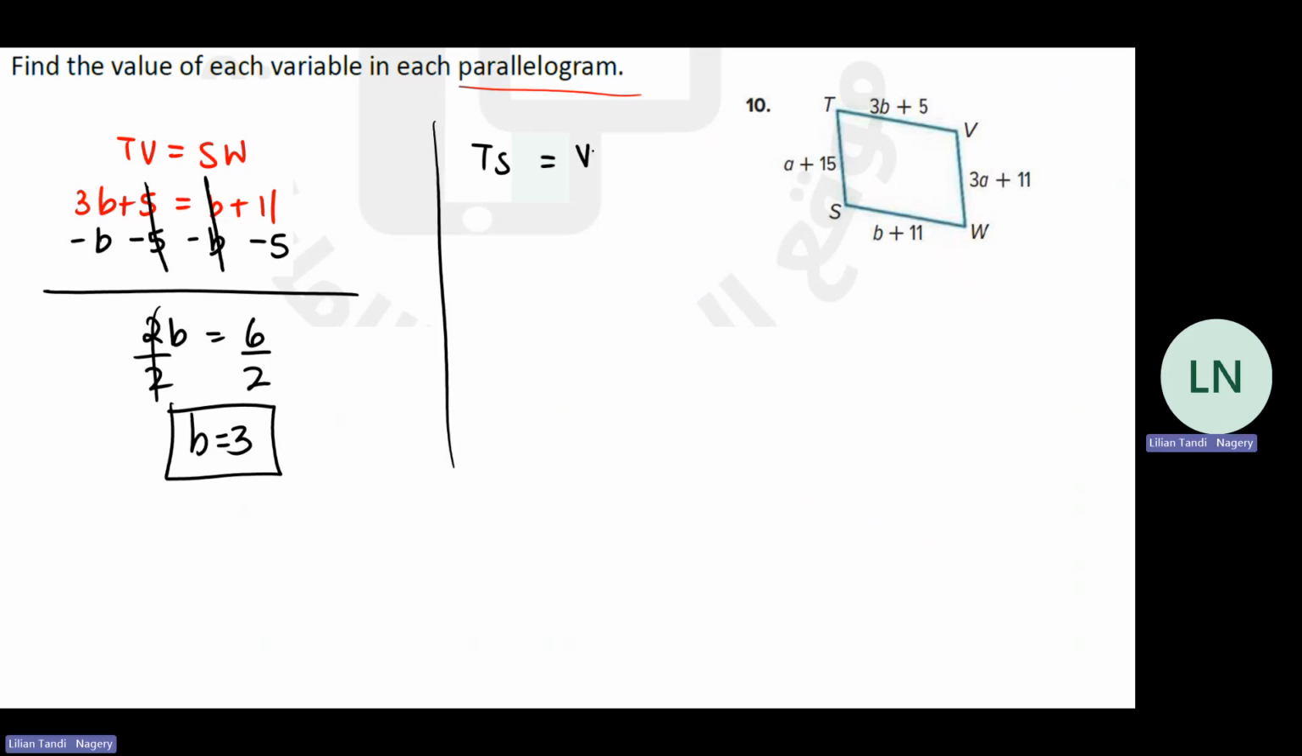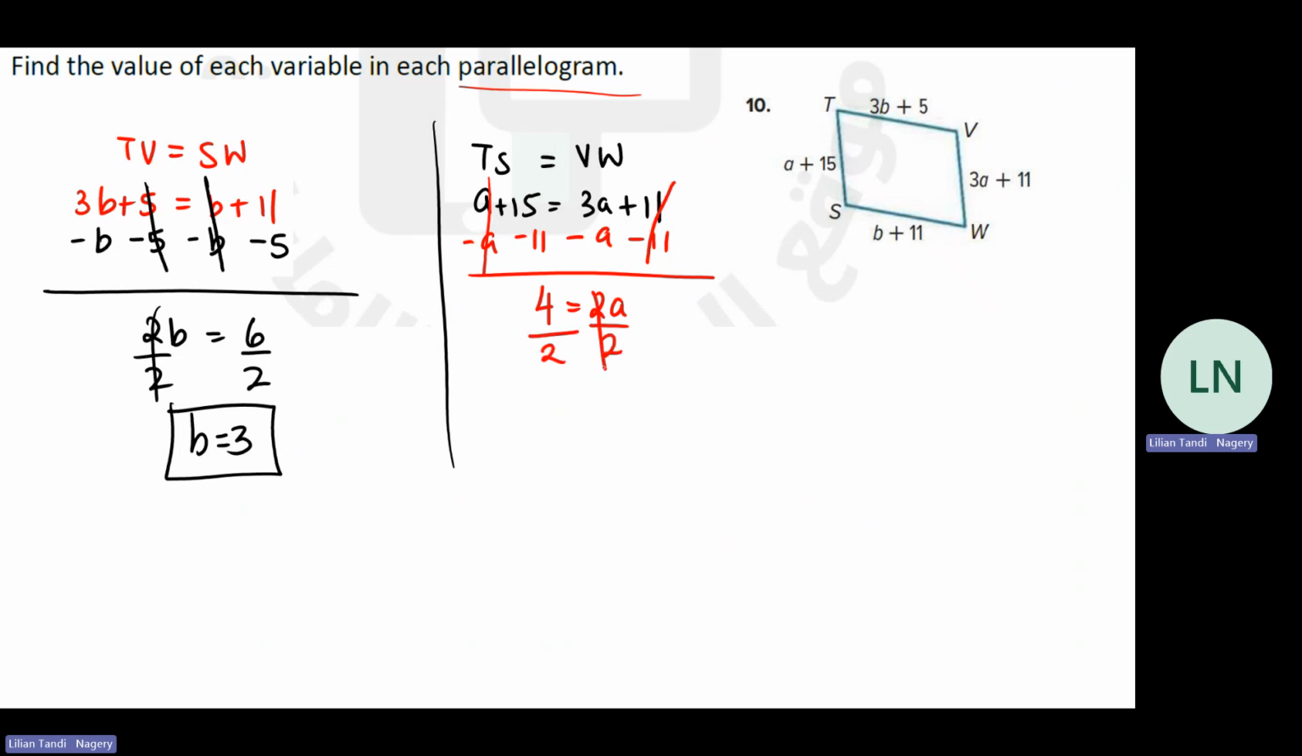TS is equal to VW. A plus 15 is equal to 3A plus 11. Minus A, minus A, minus 11, minus 11. So this goes and this goes. 4 equals 2a. Divide by 2, divide by 2. A is equal to 2. Okay?